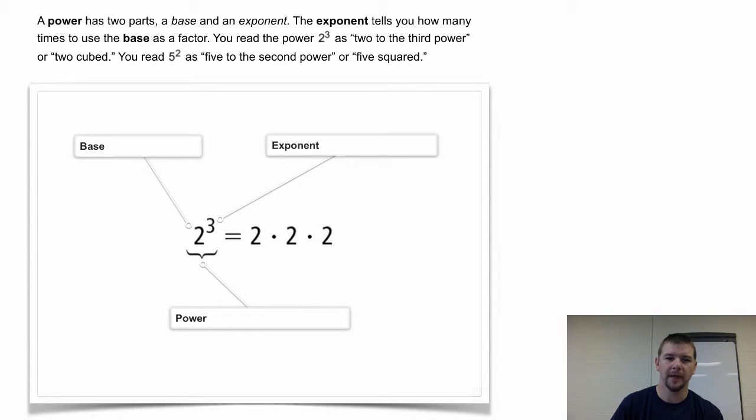A power has two parts, a base and an exponent. The exponent tells you how many times to use the base as a factor. You read the power, written in this way, as 2 to the third power, or 2 cubed. You read the expression written this way as 5 to the second power, or 5 squared.